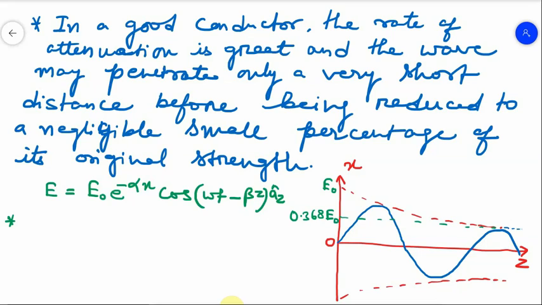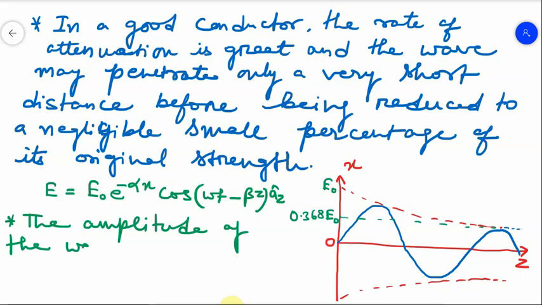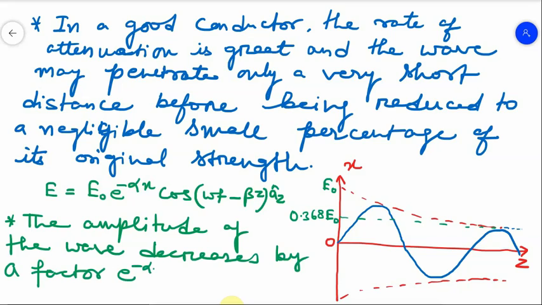So what is the observation here? The amplitude of the wave, we can see this wave, the amplitude is decreasing. So the amplitude of the wave decreases by a factor e to the power minus alpha x, where alpha is the attenuation constant.